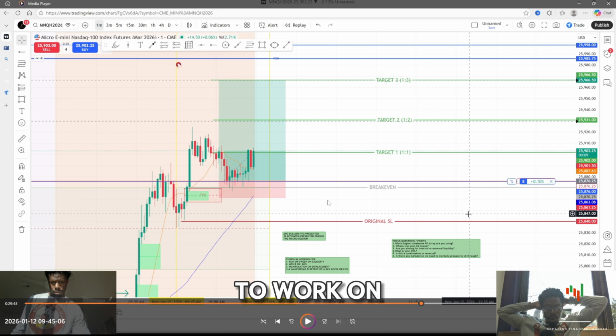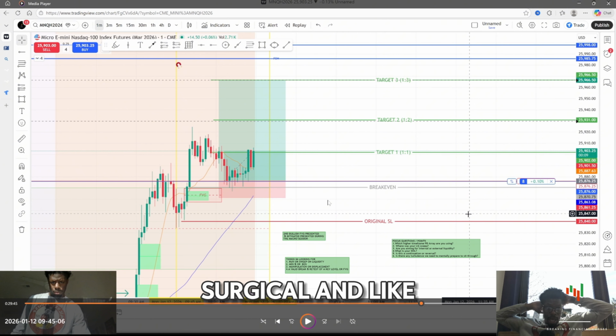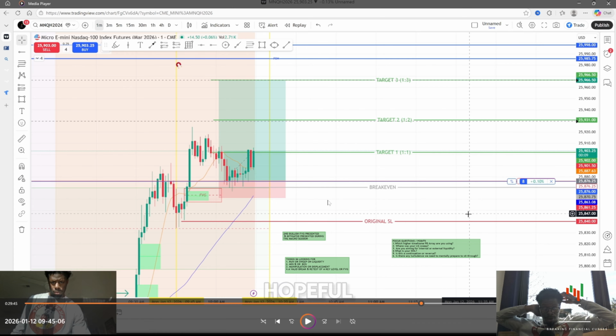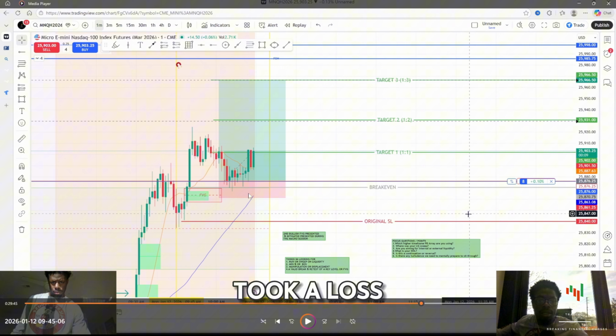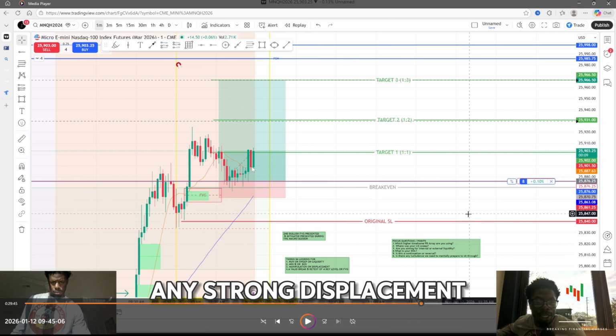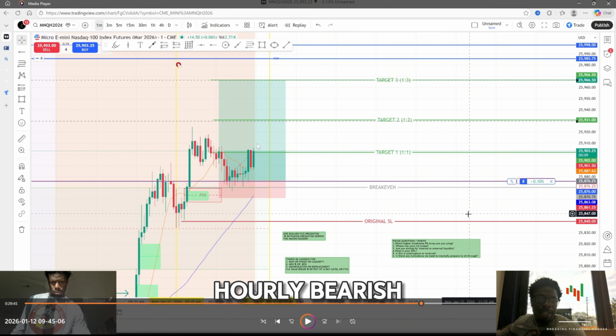I said something that I wanted to work on from last week was being more strategic, surgical, and mechanical versus optimistic and hopeful. Even though my profit target is a 1-3 at 90 points and I do have draws on liquidity above, it's 10:14. The macro is over with in 15 minutes, right? So I just took a loss. I'm in a new position, double the size of what I originally lost. So I'm really over leveraged if I'm being 100% honest. I've made back my losses, and on top of that, I'm sitting in profit. And right now, I'm not getting any strong displacement moving through this hourly bearish fair value gap.